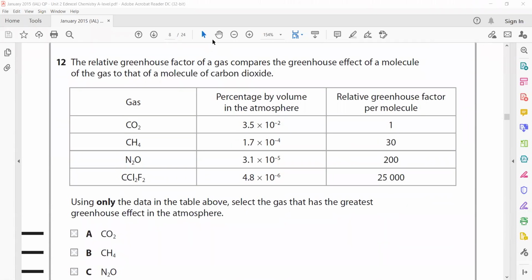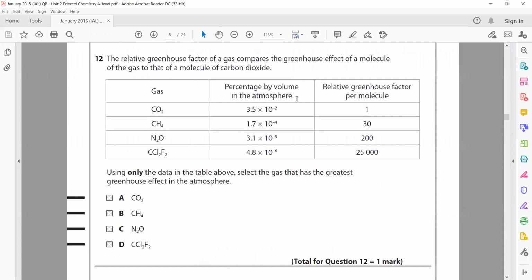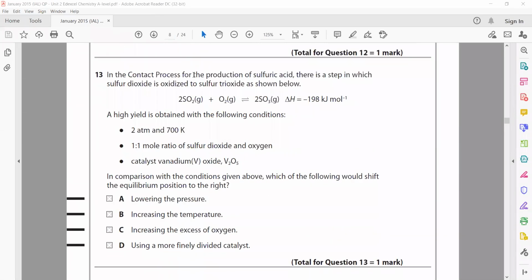Relative greenhouse factor of a gas compares the greenhouse effect of a molecule to the molecule of carbon dioxide. So percentage by volume and relative greenhouse factor. The question is, use only the data in the table, select the gas that has the greatest greenhouse effect in the atmosphere. So you can clearly see from the table that the relative greenhouse factor is 25,000 for CCl2F2. That's why it will have a greater effect on global warming and climate change.